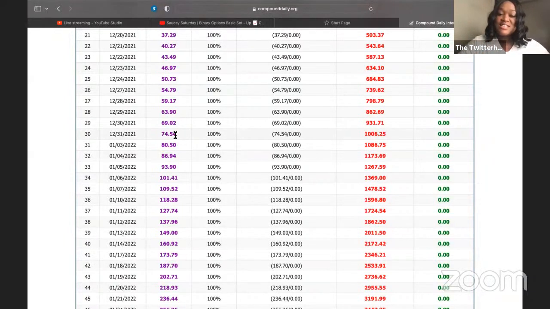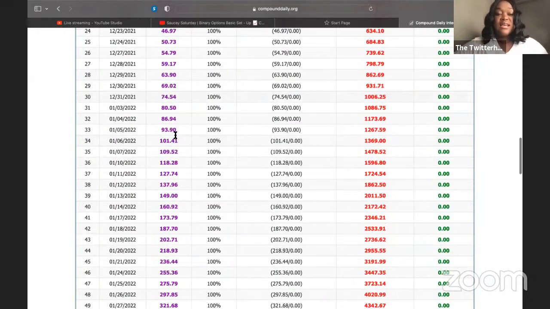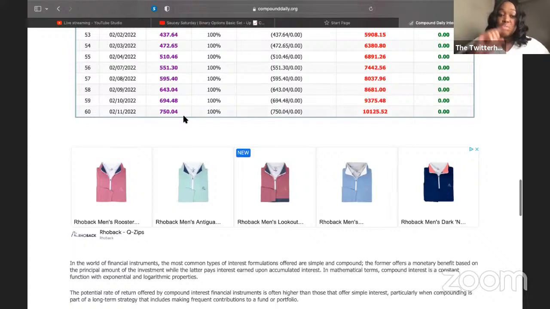So to make $74.54 in just 30 days of being disciplined and consistent, that's amazing. Still 8%. And on the last day, 8% is now $750.04. So remember, I said, don't think in terms of the dollar amount, think in terms of the percentage. It's still 8%. And that's how you can get from $100 to $10,125.52, right?